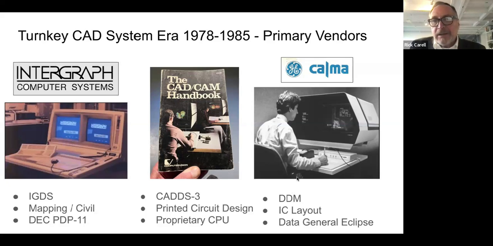And then Calma, which bounced around and eventually got bought by GE. They had a product called DDM. Their client base was primarily like National Semiconductor and people doing integrated circuits. And they used the Data General Eclipse. So these were the primary vendors that were involved in the turnkey CAD era.